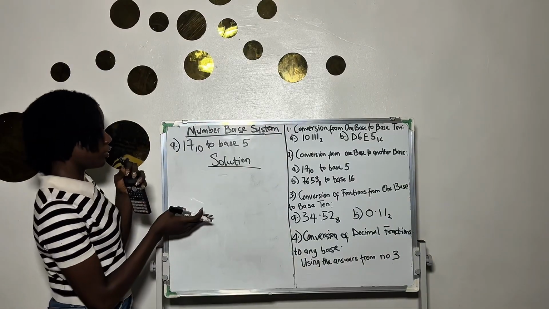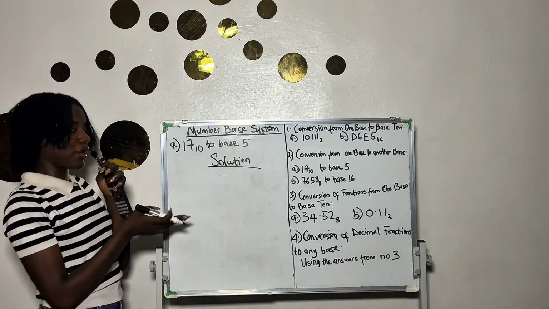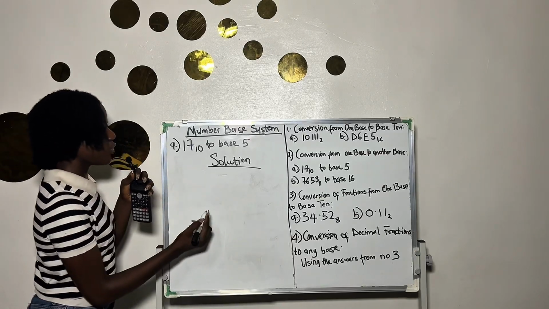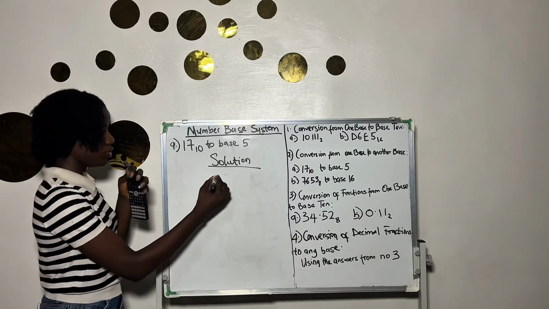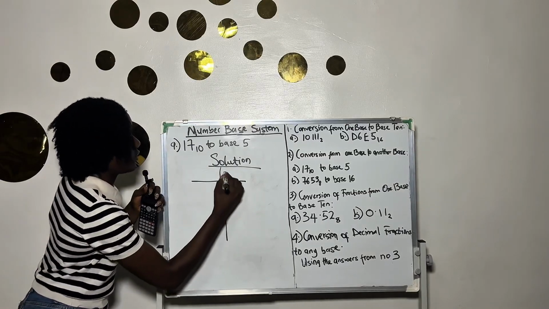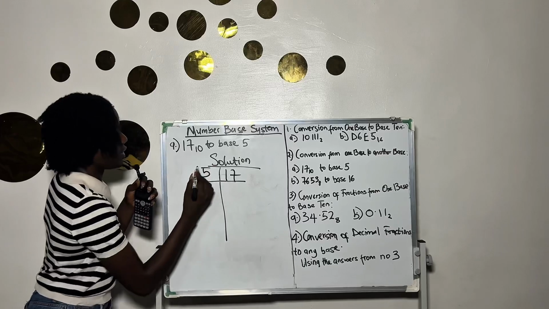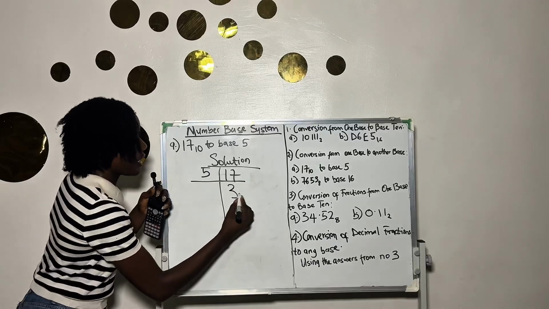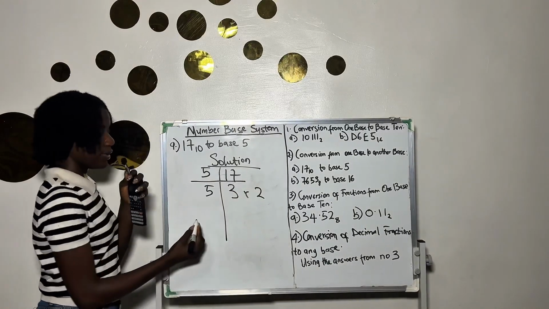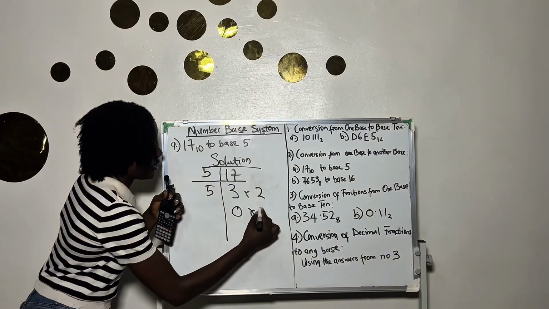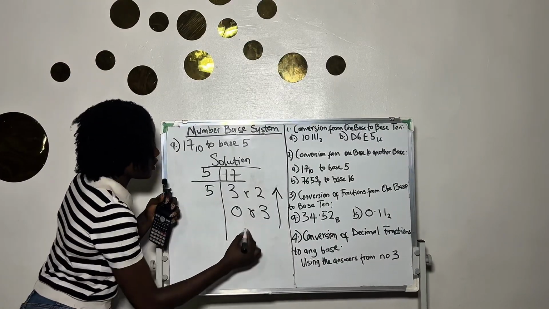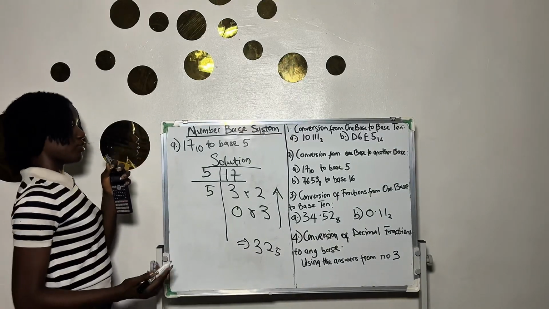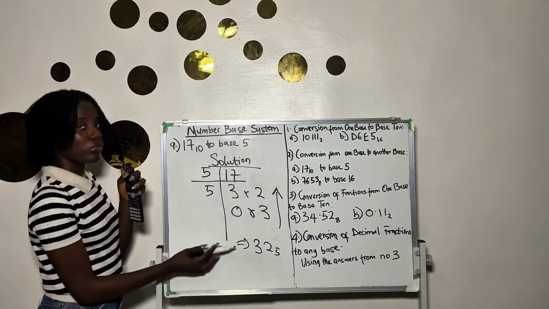Let's go to the second one, converting from one base to another base. The first example is 17 base 10 to base 5. So with this, we're using the method of division. So this is 17 and this is base 5 we're trying to convert it to. 17 divided by 5, it is 3, remainder 2. 3 divided by 5, it cannot go, so it's 0, remainder 3. We're counting upwards. So this is giving us 32 base 5. So 17 base 10 will give us 32 base 5.